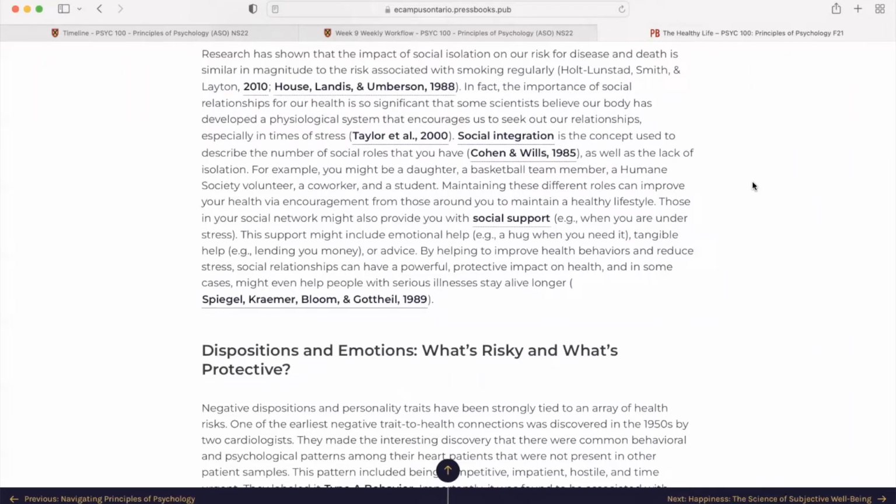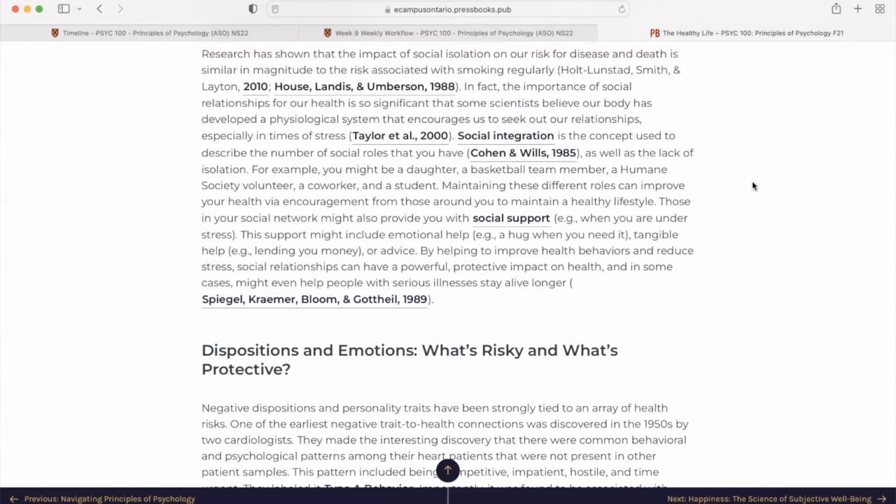Social integration is a concept used to describe the number of social roles that you have, as well as the lack of isolation. For example, you might be a daughter, a basketball team member, a humane society volunteer, a coworker, and a student. Maintaining these different roles can improve your health via encouragement from those around you to maintain a healthy lifestyle. Those in your social network might also provide you with social support, for example, when you are under stress. This support might include emotional help, tangible help, or advice.